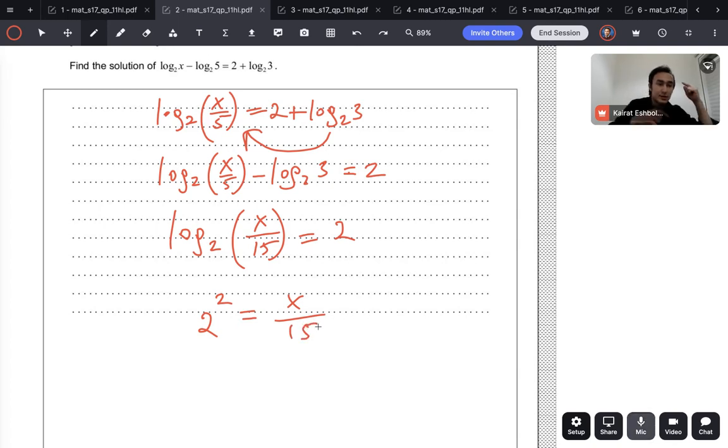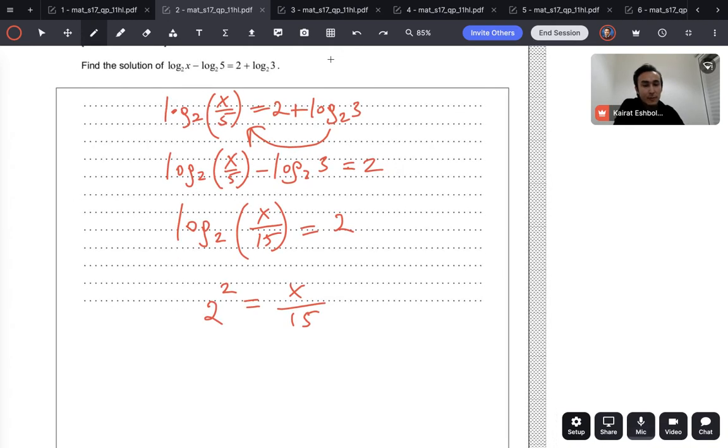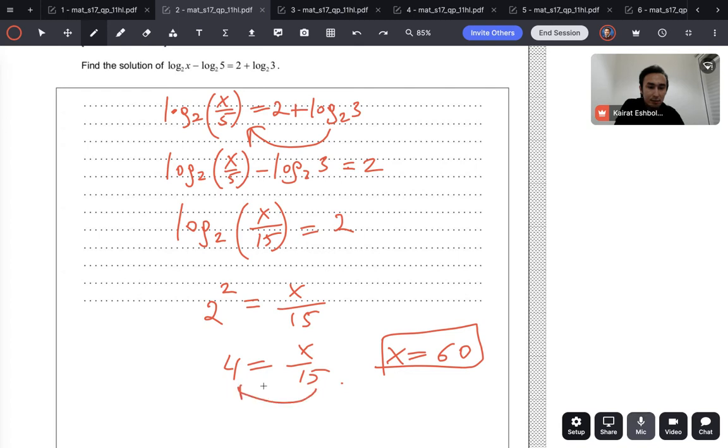You get to memorize, you get to be able to switch things around in your mind very quickly, okay? Logarithms and exponential is this one. 2 squared is exponents. So 2 squared is 4 is equal to x over 15, which means that finally x is equal to 60, because 4 times 15 is 60, right? We just take this 15 and multiply with the 4. Okay, question solved. Hope that was clear.